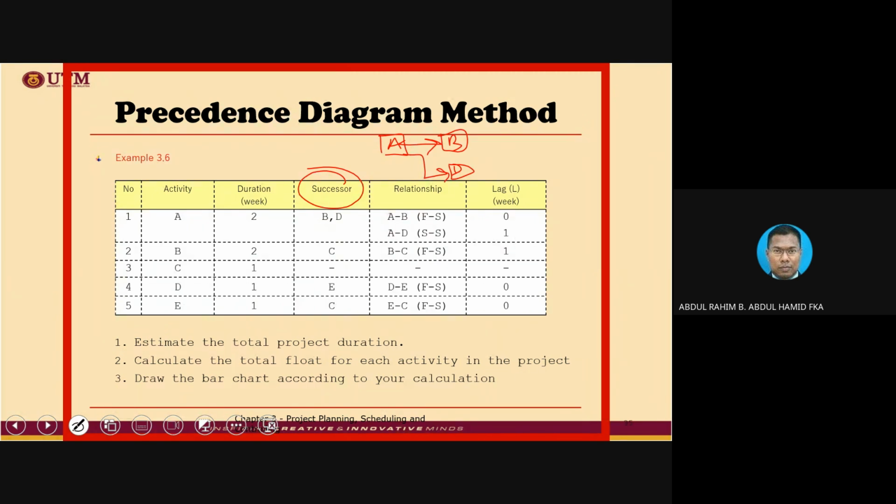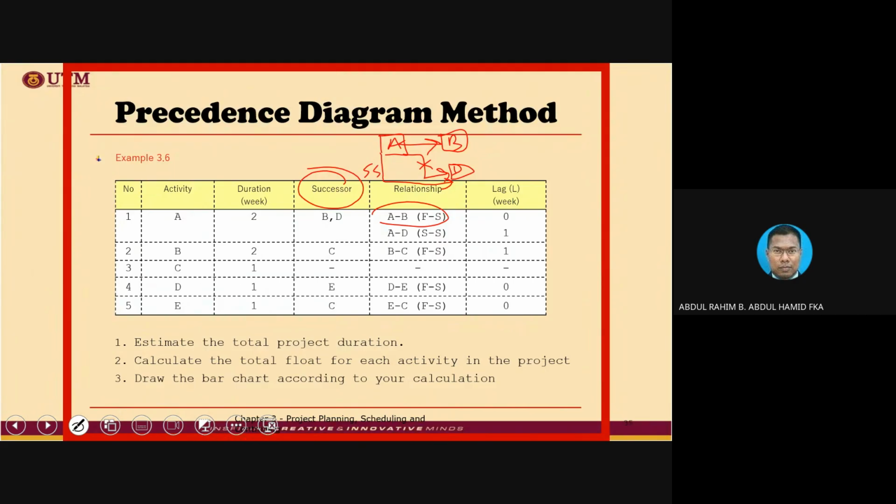This is what successor is all about. Okay, but then you need to be careful with the type of relationship. A and B is finish to start. A and D start to start. This is wrong, really. The way to draw, you need to draw something like this. Then only it becomes start to start.